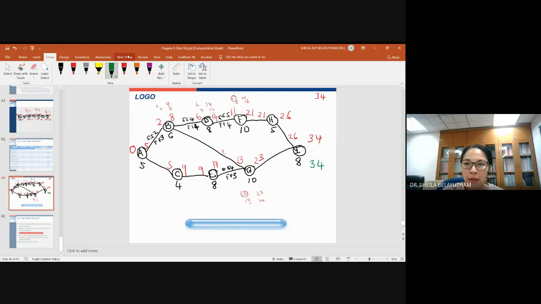So 34 minus 8, 26. Coming backwards, if G starts at 26, it will finish at 26 minus 10, 16. Coming backwards here as well, 26 minus 5, 19. No. Did I get 21? Right.